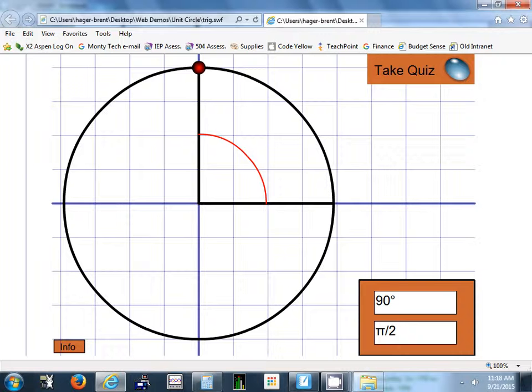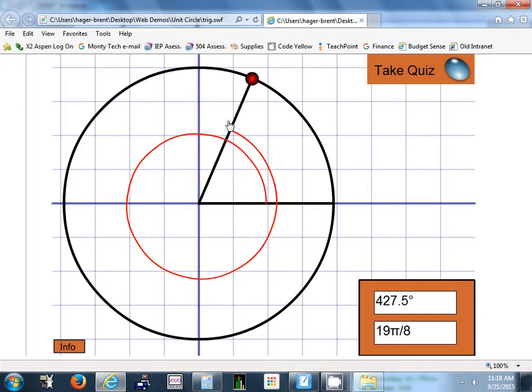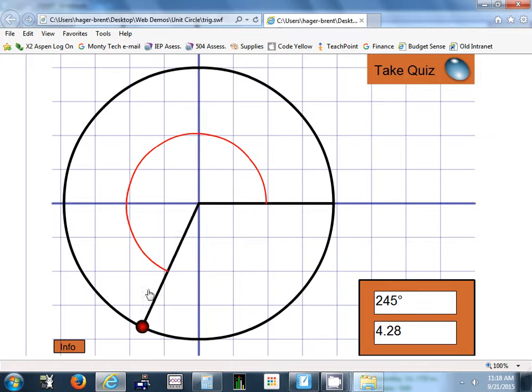Anybody know what I could do to 450 to change it to 90? Think about what I'm doing on the board. Yeah, taking away one revolution. Okay, I'm just backing it back down one revolution, which is the same as subtracting, someone just said it, 360.